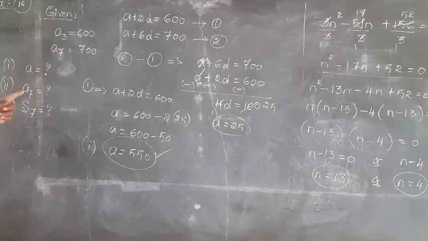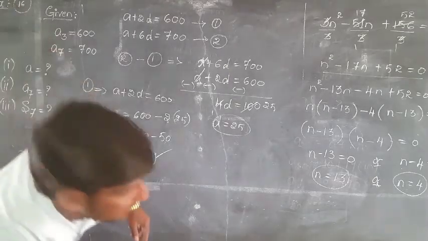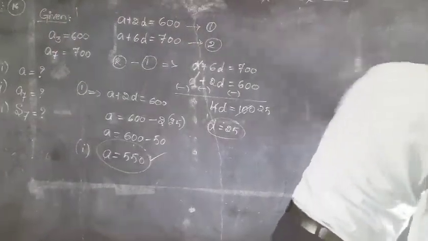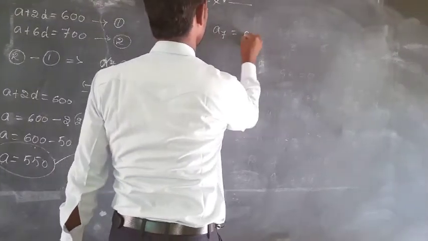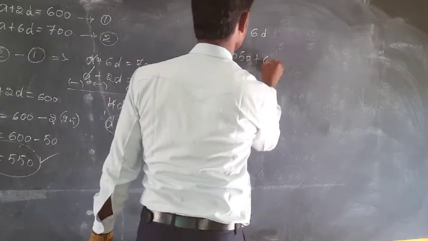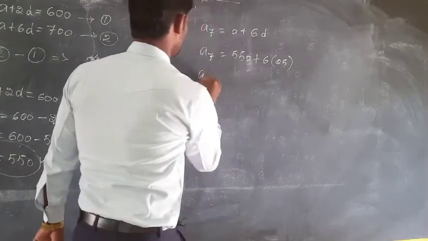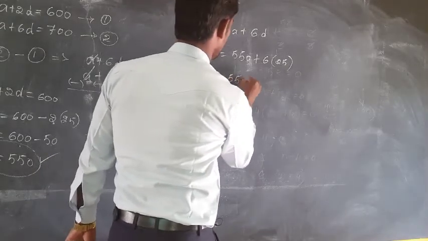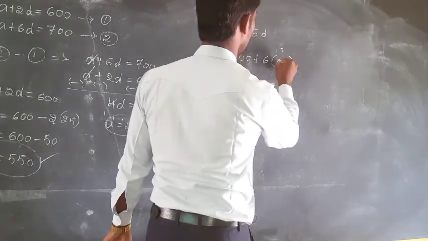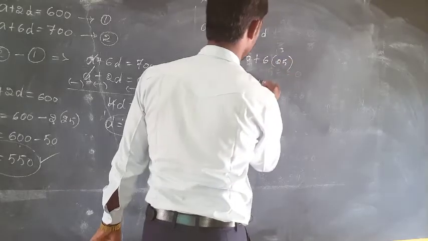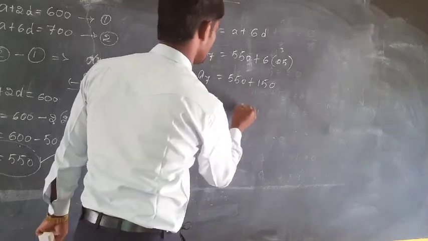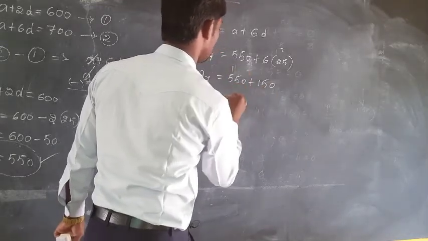What does he need to find again? In the 7th year, how many TVs he manufactured. That is nothing but A plus 6D, the general form of A7. That is A7 is equal to A plus 6 times D. A7 is equal to, in the first year 550 plus 6 times 25. 6 fives are 30, 3 carry, 6 twos are 12 plus 3 is 15. That is A7 is equal to 550 plus 150. So 0, 5 plus 5 is 10, 1 carry, it is 700.